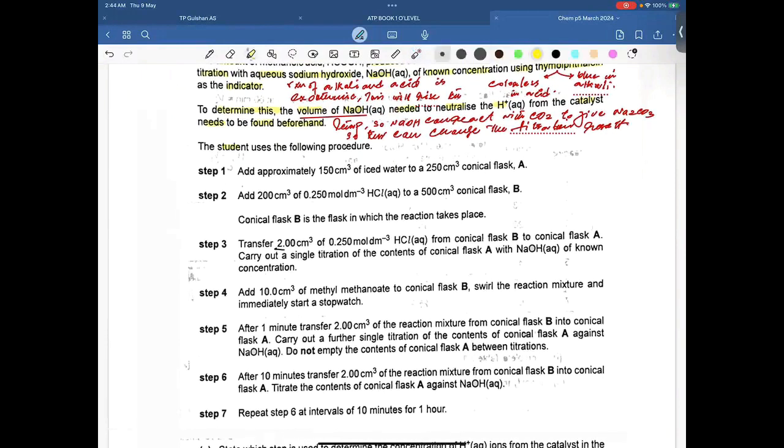The student uses the following procedure. Add approximately 150 cm³ of ice water to a 250 cm³ conical flask A. Why are we adding ice water in it? We are adding ice water just to slow down the reaction rate, or quench the reaction rate.